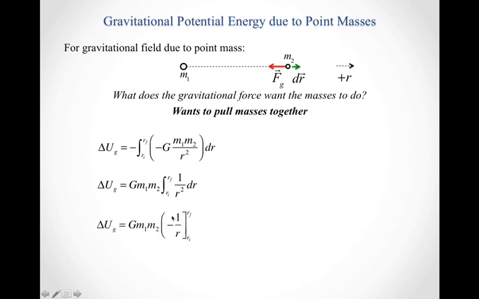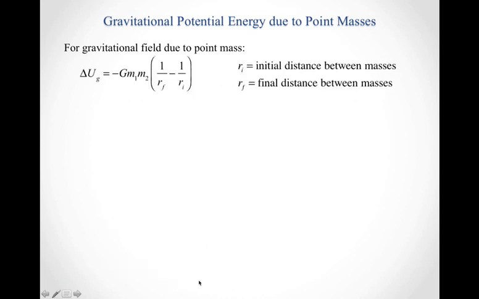Well, when I integrate that, I still get my G m1 m2 out front. And this integral is going to give me negative 1 over r that I need to evaluate at the endpoints. And so I'll just pull the minus sign out front. And when I evaluate this, I'm left with the change in the gravitational potential energy equals negative big G times the product of your masses times this term in parentheses, 1 over r_f minus 1 over r_i.